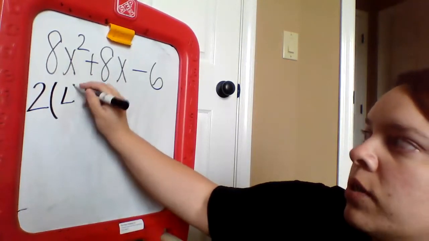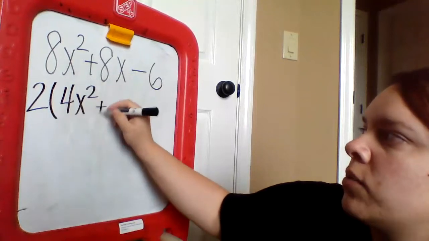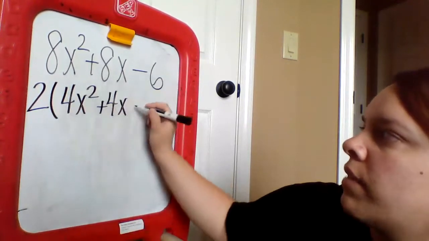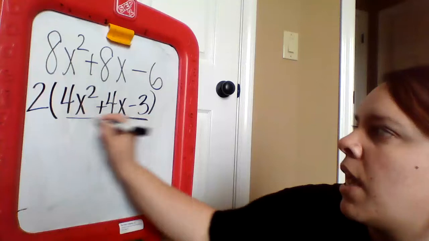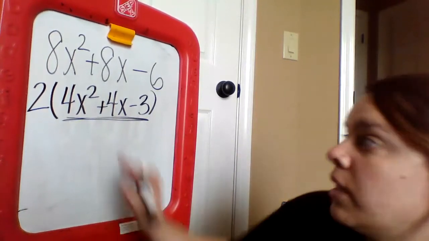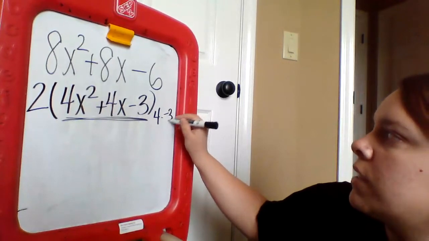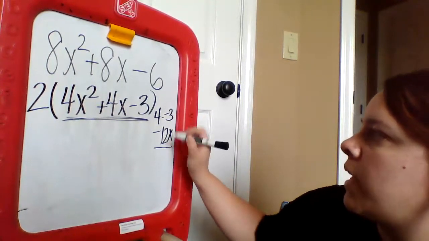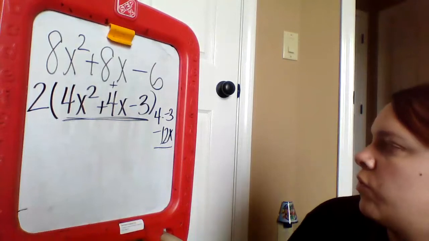So 8 divided by 2 is 4. 8 divided by 2 is 4. Negative 6 divided by 2 is negative 3. And I'm going to factor just the part that's in that parentheses. So let's go ahead and slide. 4 times negative 3 is negative 12. So I'm going to multiply to negative 12, but add to 4.